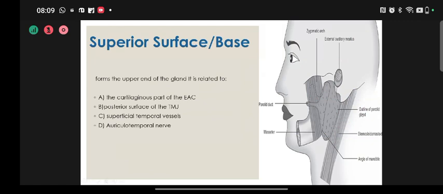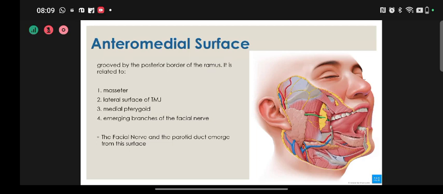Second is the superior surface at the base. Now this is closely related to the cartilaginous part of the external auditory canal, the posterior surface of the temporomandibular joint, the superficial temporal vessels, and the auriculotemporal nerve. The anteromedial surface is grooved by the masseter, the lateral surface of the temporomandibular joint, the medial pterygoid, the emerging branches of the facial nerve, as well as the parotid duct, which emerge from this surface.